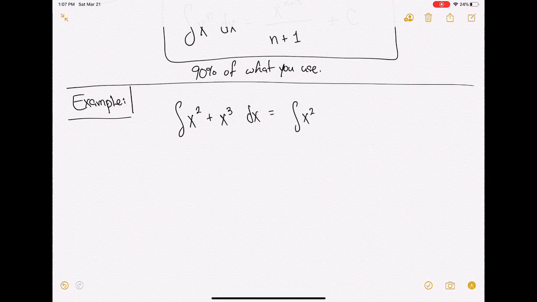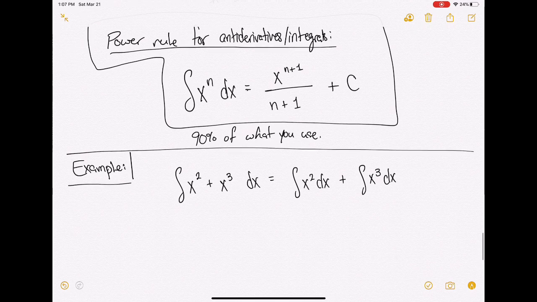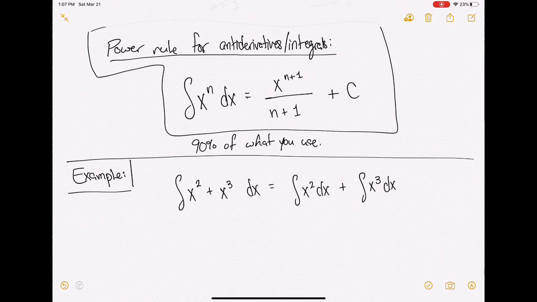So working piece by piece on x squared and then later x cubed, we just want to follow our power rule. So what does the power rule really say? It says take the power, take the exponent. This is n in this case, right? The exponent n, we're going to add 1 to it, and then we are going to divide by that new number.